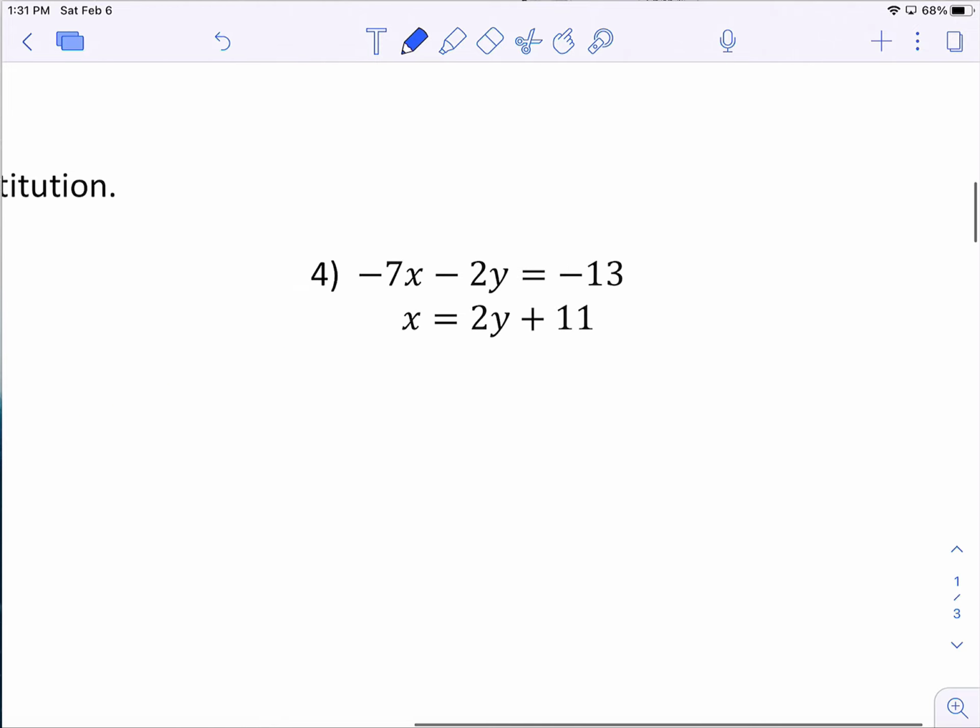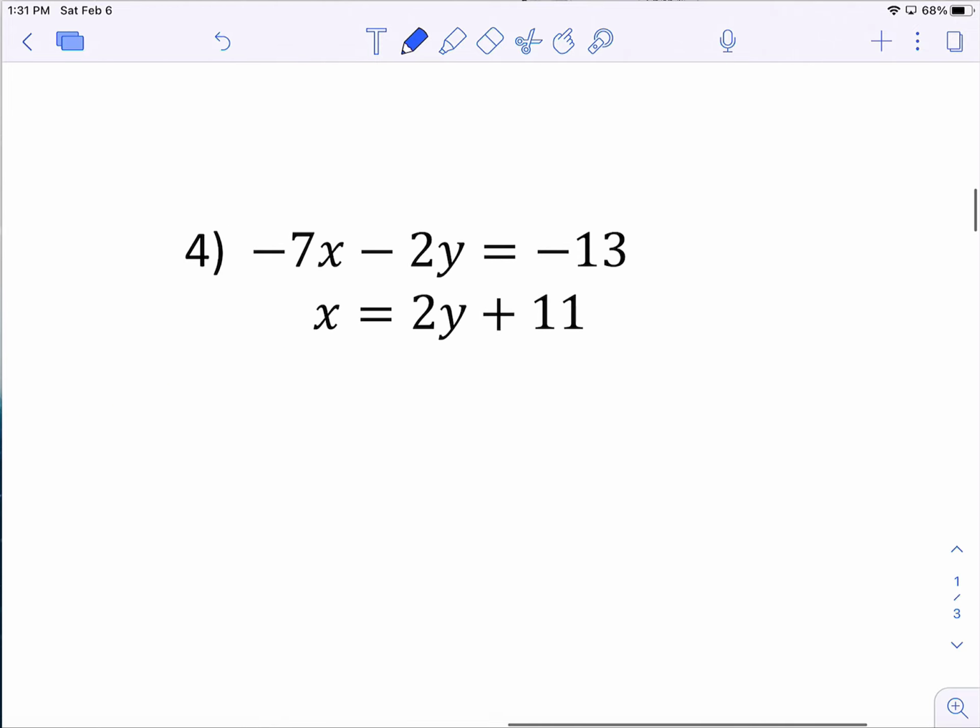All right, same thing here for number 4. You see the bottom equation again. This time it's solved for x instead of y, which is good. This is set up perfectly for substitution again. So I'm going to plug that in for x.